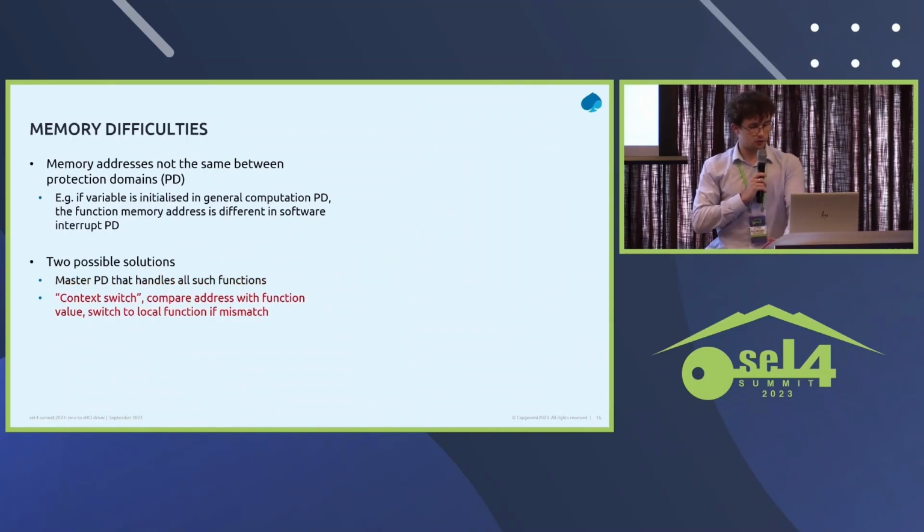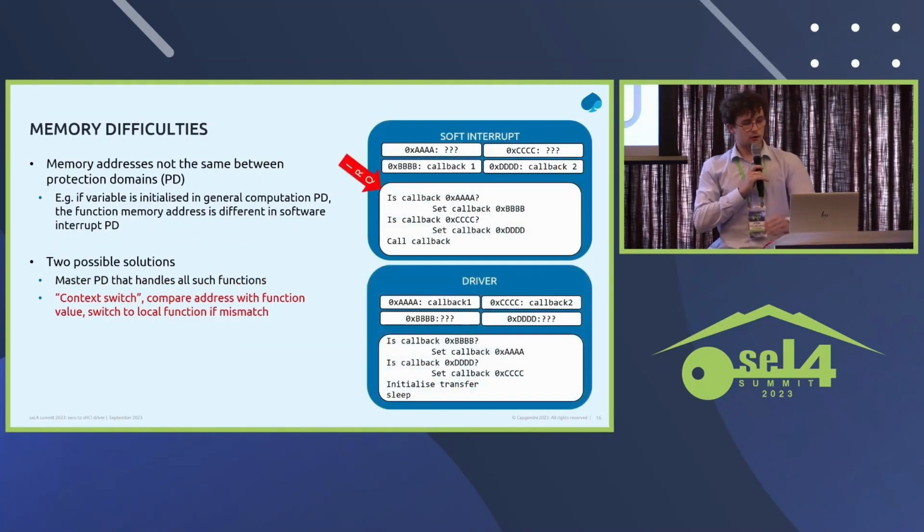So instead we opted for a context switch. Very simply, at initialization, the two protection domains communicate and tell each other, here are the different memory addresses that I'm going to use. And then it just does a check: is it A? If it's A, then it's this equivalent callback, and likewise for C.